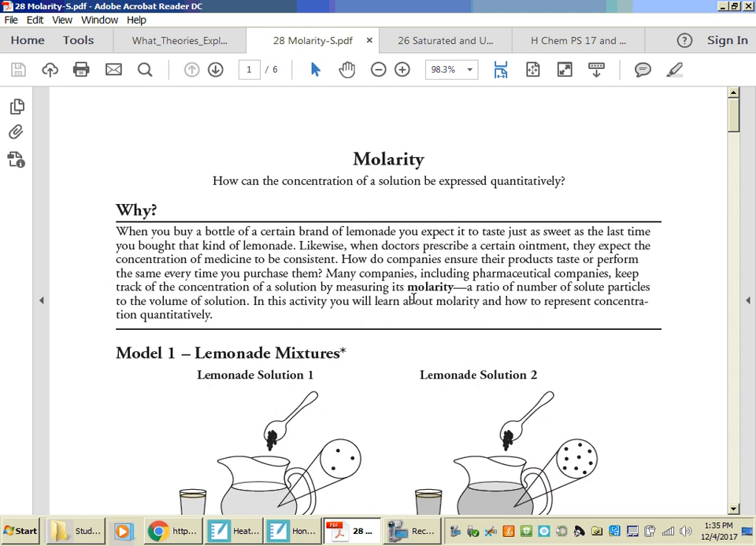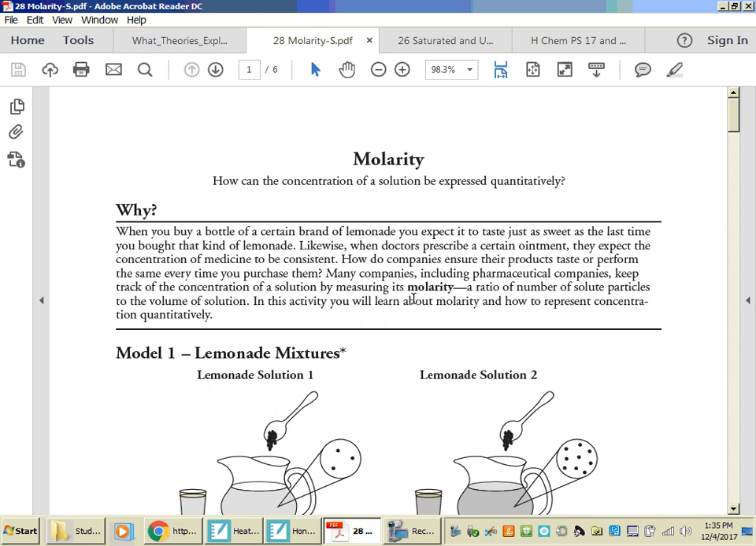If I say solution, give me one real world example of a solution. Lemonade, great. What else? Water is just a solvent, right? It's not dissolving anything. Kool-Aid, what else? Tea. Hot chocolate, sweet tea, Gatorade. Anything that's a drink you drink probably has stuff dissolved in it, right?